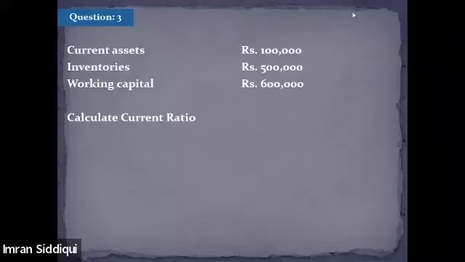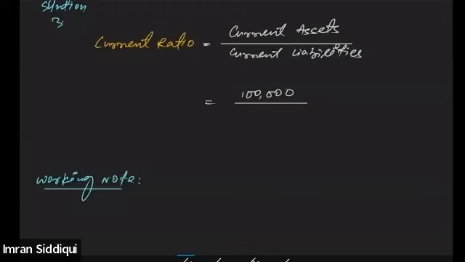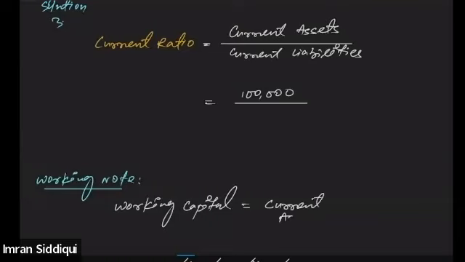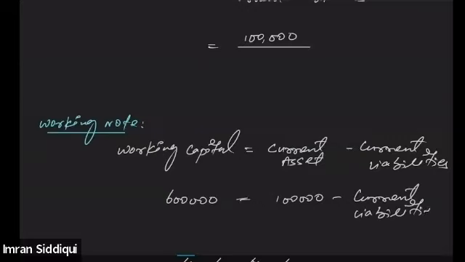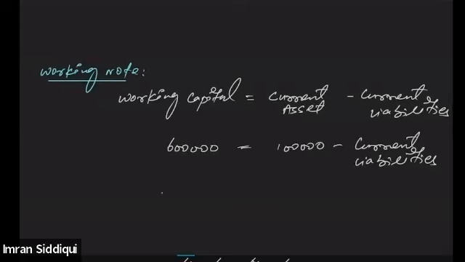To find out the current liability, you can apply the formula for working capital. If any one of you remembers the formula of working capital, it is very simple. The working capital is calculated by current assets minus current liability. All right, so working capital is given in the question itself, 6 lakh. We can take the value of the working capital here, and we can put the value of the current asset given in the question. And the balancing value will be the current liability.